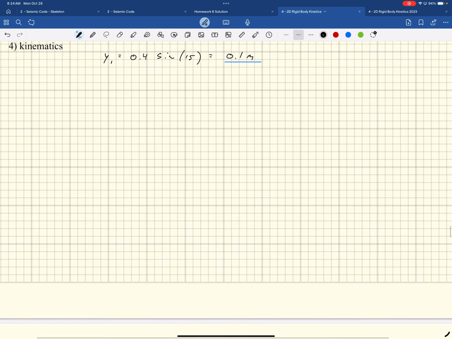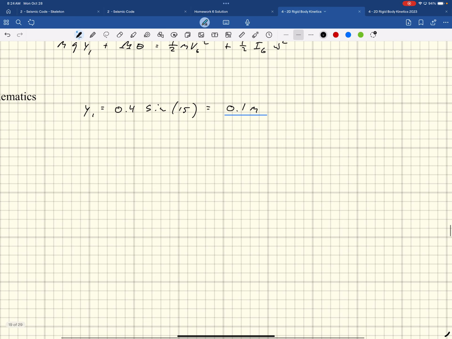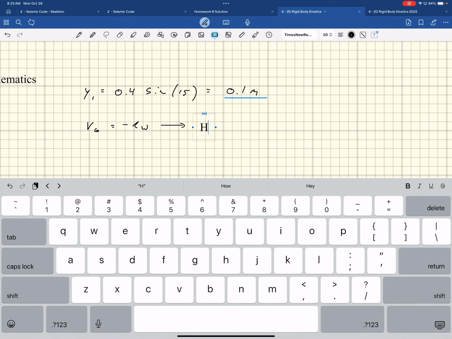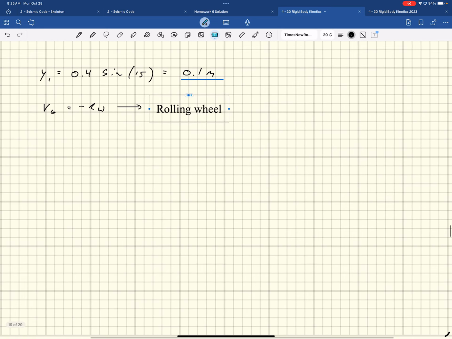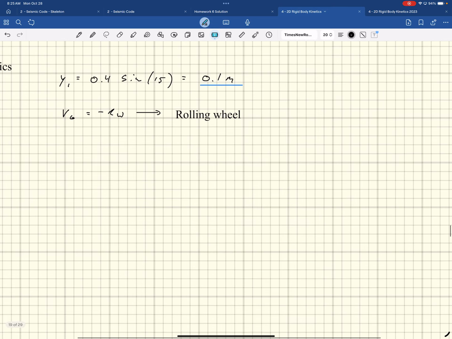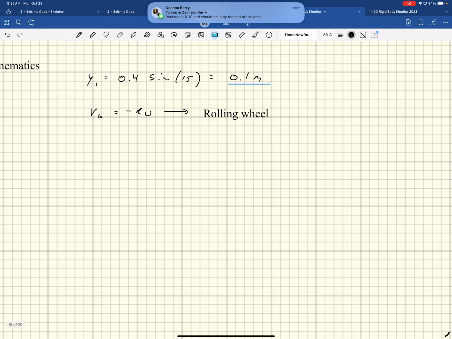We got y2. And then we have to figure out what VG is. I'm going to jump right to it: this is just a rolling wheel. That's just going to be negative R omega, right? Like I said before, you could do it the other way, taking a step from one point to another point, or you can notice that it is a rolling wheel. So that's how our V relates. We just know that's how they relate to each other. We can't put anything else in there.